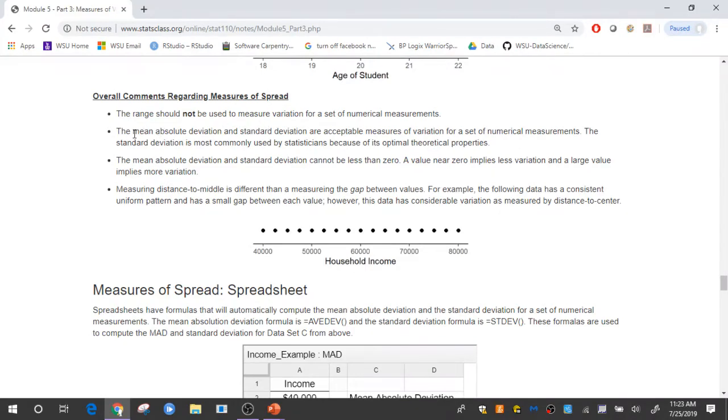The most common measures of variation are mean absolute deviation and also the standard deviation. The mean absolute deviation and also the standard deviation cannot be less than 0. So if I have a small value for standard deviation, that means I have less variation. And if I have a large value, that means I have more variation.